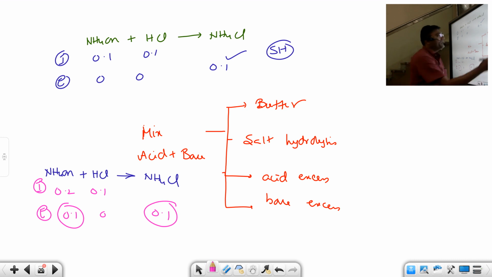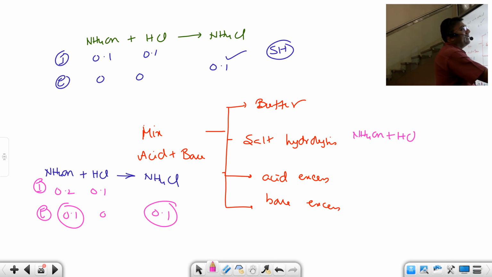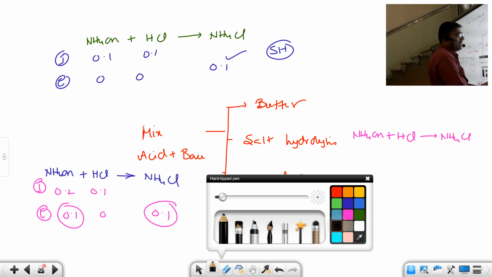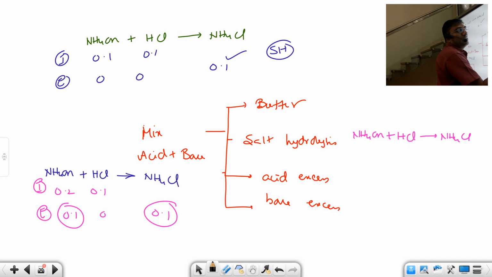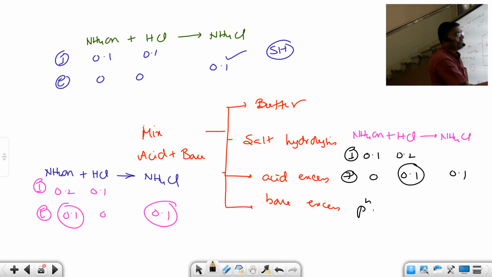Now for the third case I'll take NH4OH plus HCl gives rise to NH4Cl. Here this is 0.1, this is 0.2 initially, and final will be how much? 0, this is 0.1, this is 0.1. Now what is left out? HCl is left out. So pH is equal to minus log 0.1, that is equal to 1. Direct pH calculation you can do.